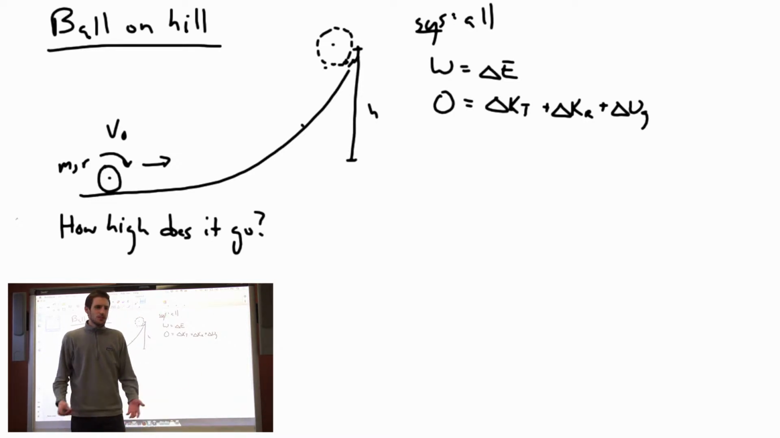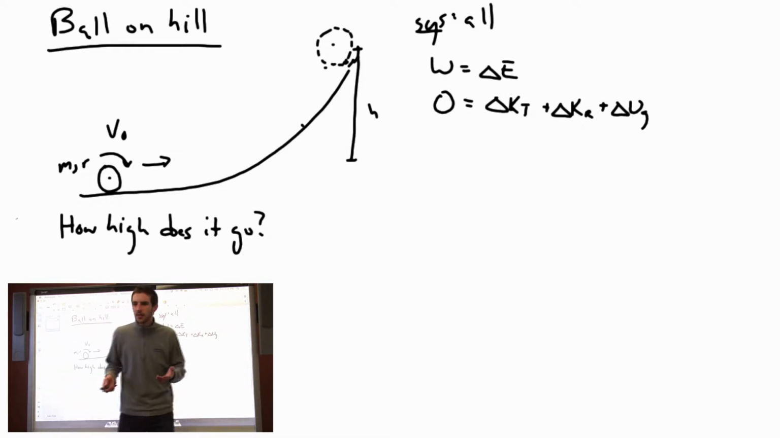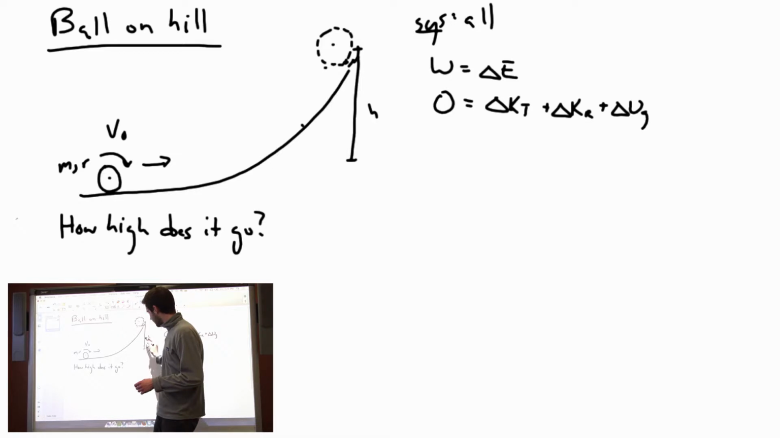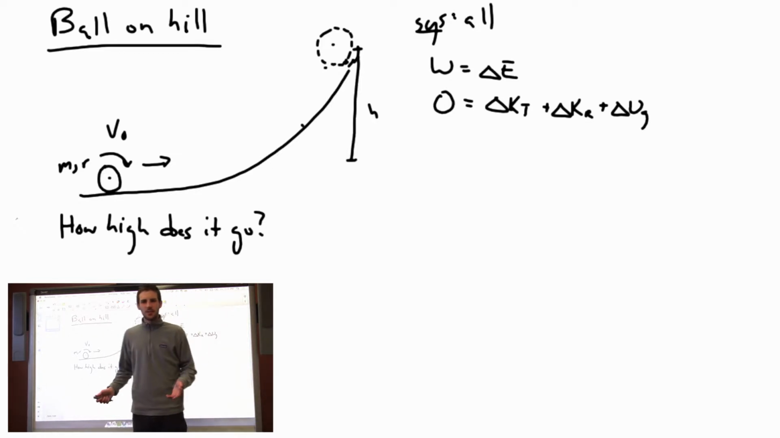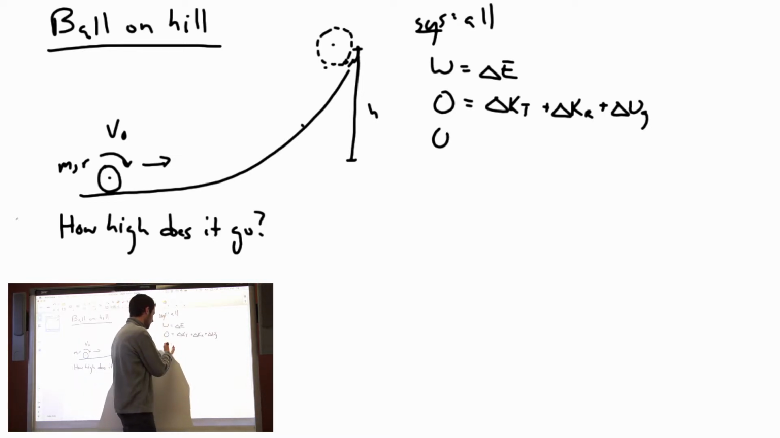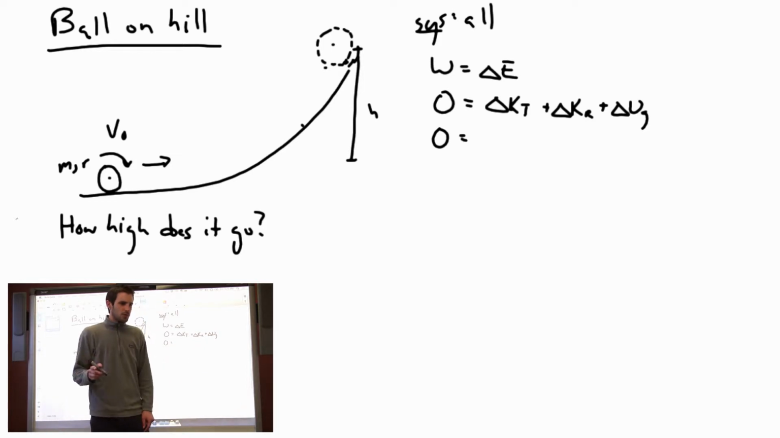I know delta KT is 1/2 m v final squared minus 1/2 m v initial squared. Well, let's go ahead and pick those. Initial time, I'll say, is when we first start. Final time is at the very end when we stop. And we'll say height at the end, which is what we're looking for, how high it goes, will be the height of the center of mass. That's what we'll care about. So at this point, I'll say 0 equals. V final goes to 0, so we're just left with the negative 1/2 m v initial squared.